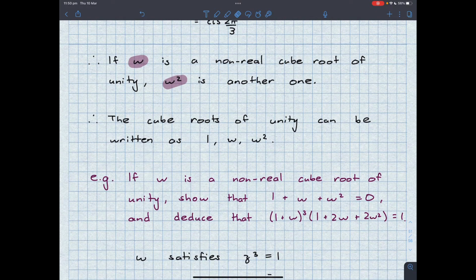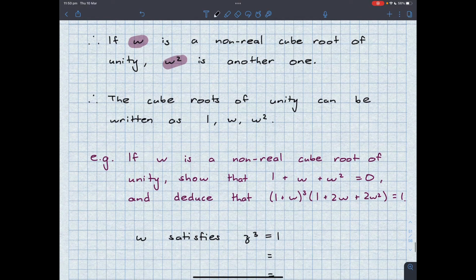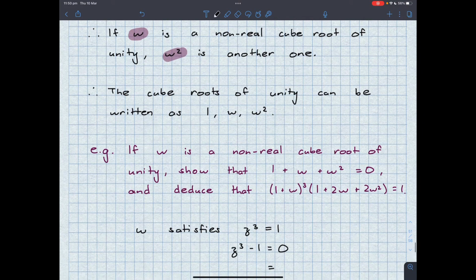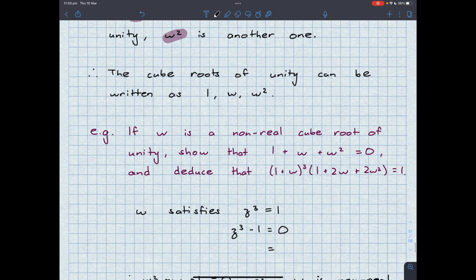So it must satisfy the equation z cubed equals 1. What that means is I can take that all to one side, z cubed minus 1 equals 0, and I can factor out the root that I know is there. So I can take out z minus 1, because if 1 is a cube root of 1, or if 1 satisfies this equation, then a linear factor must be z minus 1. Now you can either use long division or just filling in the gaps to work out that the other factor here must be z squared plus z plus 1.